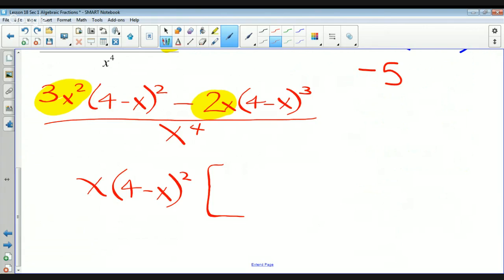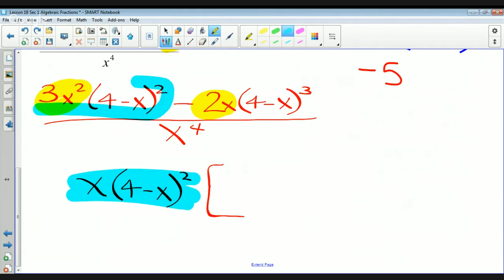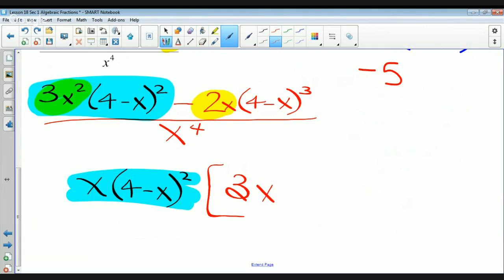Now, here's what you have to ask yourself. This times what will give me this? 3x, yep. And 3x times x gives me 3x squared. Quantity 4 minus x squared is right there. 4 minus x quantity squared, right? So you got it. There it is, 3x.